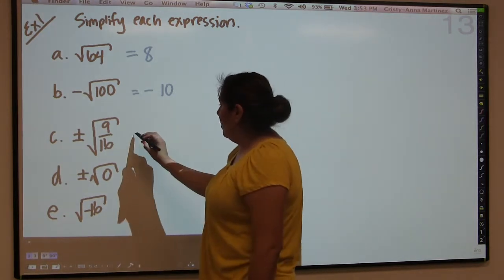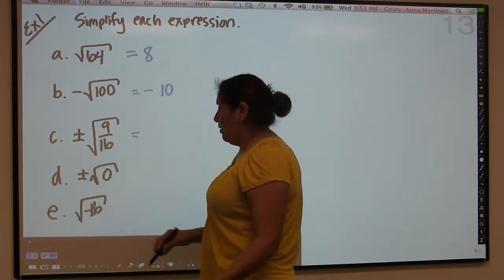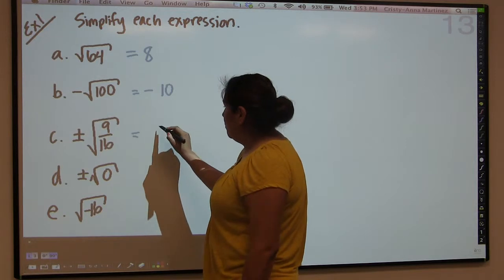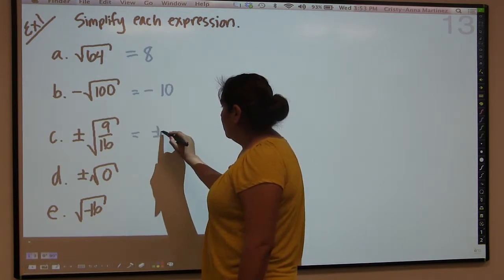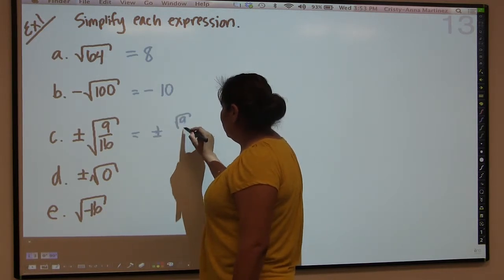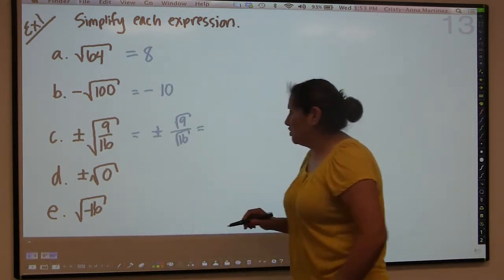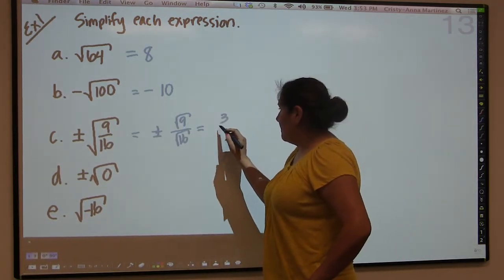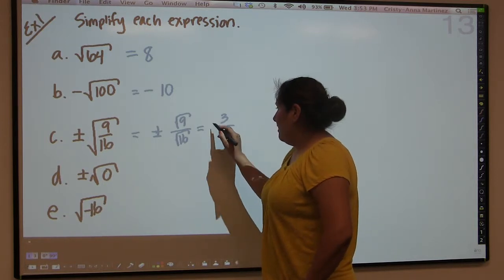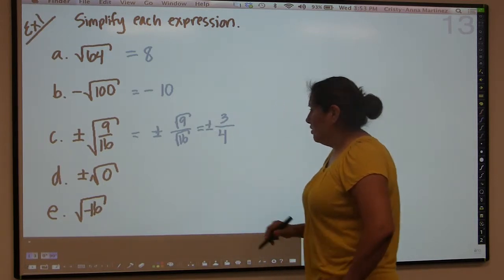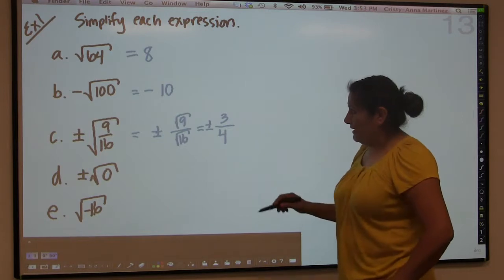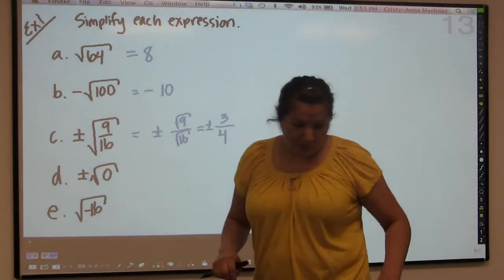In this case, it says plus or minus, so you want both. So basically you want to split that into the square root of 9 over the square root of 16 and make those separate square roots. And the square root of 9 is 3 and the square root of 16 is 4. And of course you have your plus or minus. So the answer there would be plus or minus 3/4 for part C.